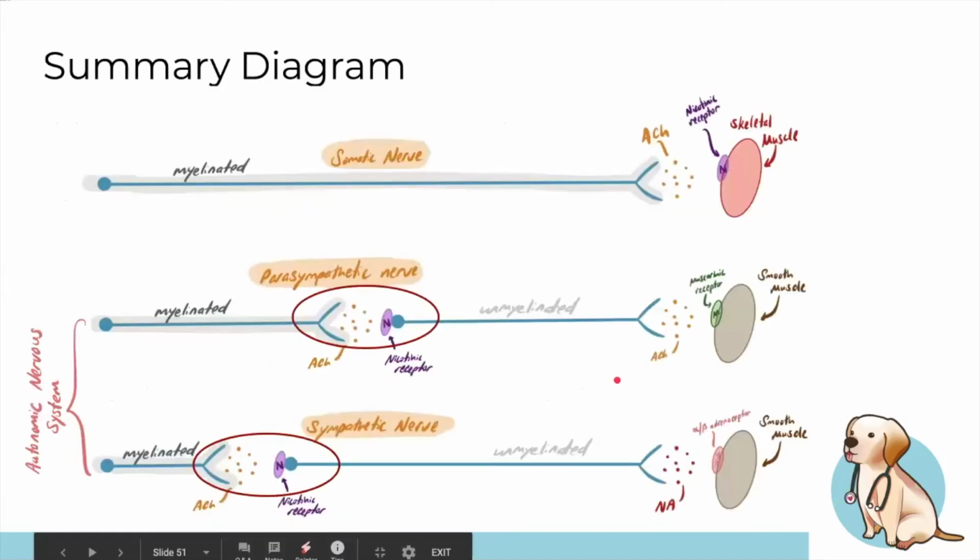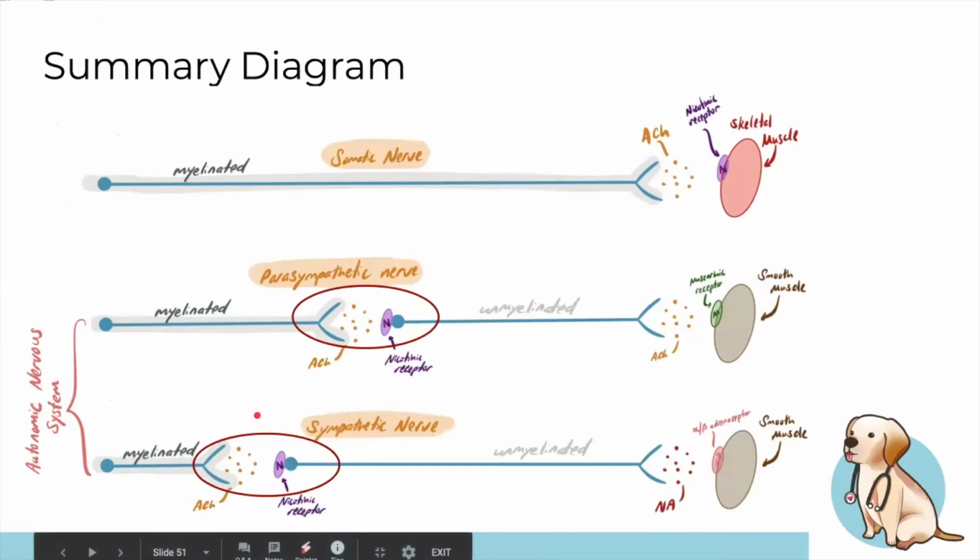So this pretty much is just a summary of what I explained before. You've got your somatic nerve, simple, one thing, acetylcholine to your nicotinic. You've got the parasympathetic, which has acetylcholine on a muscarinic, and sympathetic, which is noradrenaline on an alpha or beta adrenoceptor. So that's the ganglion.